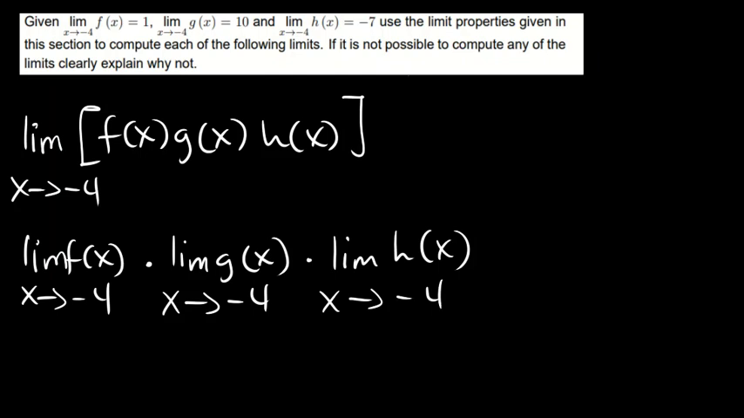From here we can substitute in the values that we were given. We know the limit of f of x as x approaches minus 4 is equal to 1. So we're going to have 1 multiplying the limit of g of x as x approaches minus 4, which is 10, and then multiplying the limit of h of x as x approaches minus 4, which is minus 7. At the end you're just going to have 1 times 10 times minus 7, which will give us an answer of minus 70. So this is how to go about this question also. Alright, so let's take the next example.